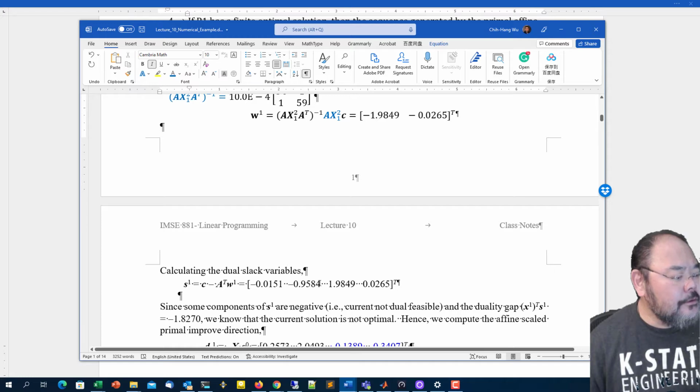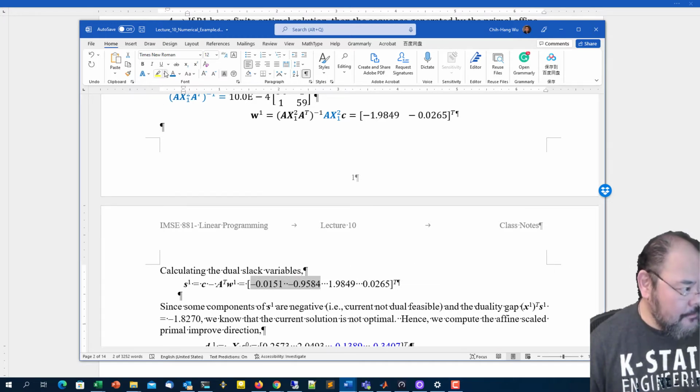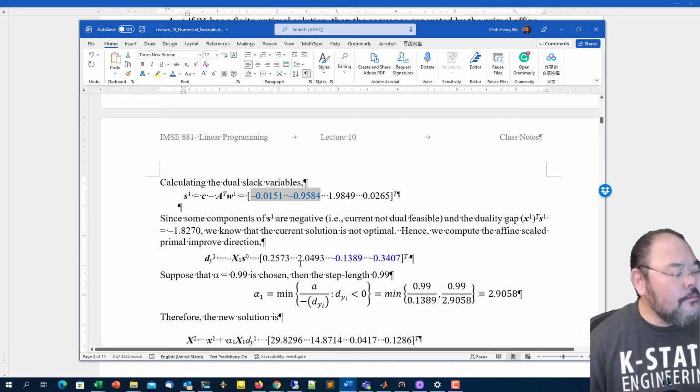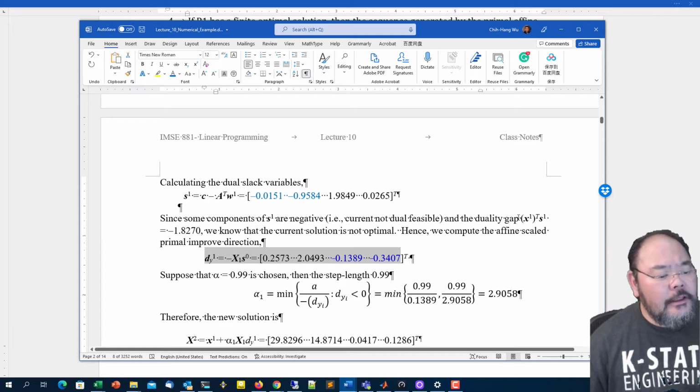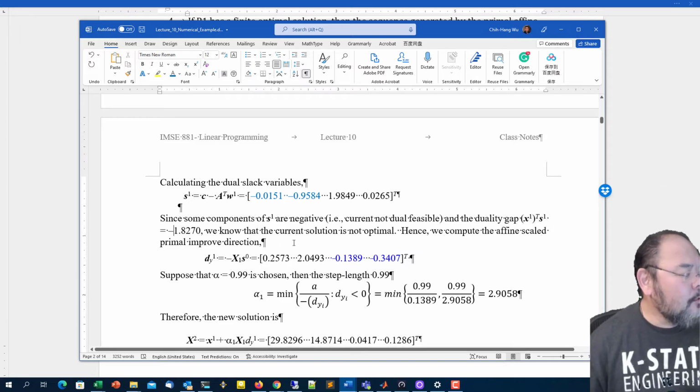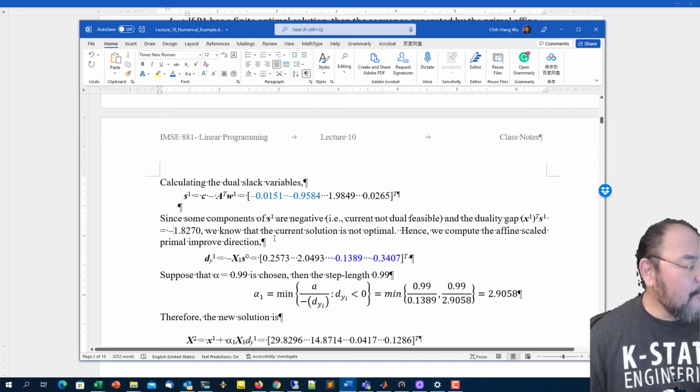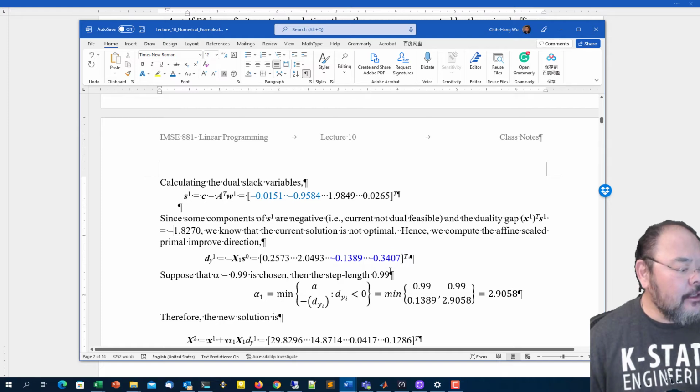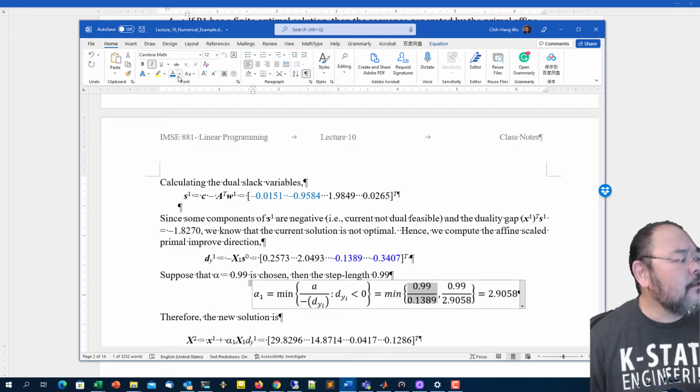And I notice that there are two components actually negative right now. And I can calculate the dy as well. Negative means they are not feasible. However, the duality gap is equal to the primal solution times dual slack, which equals negative 1.827. And calculate the direction of y. I have two negative components as well. I can calculate the corresponding step size, which is this guy as well.